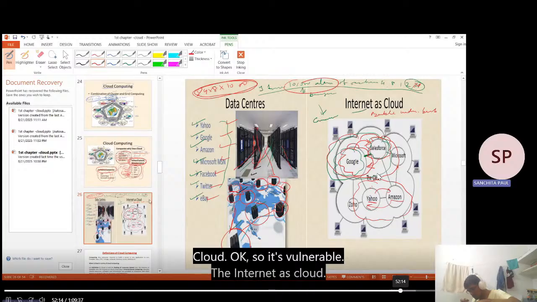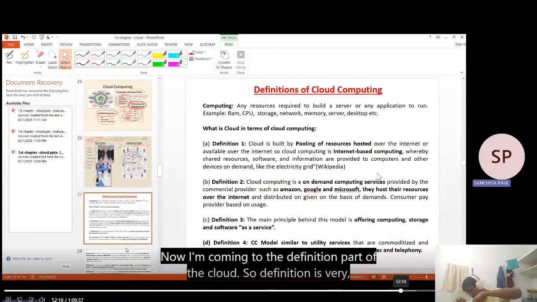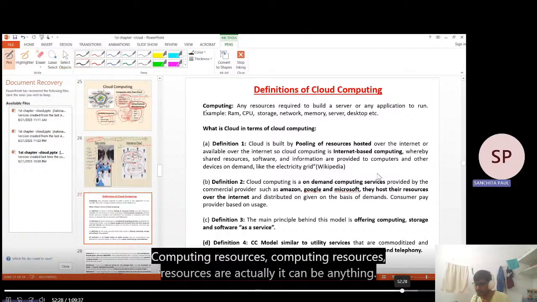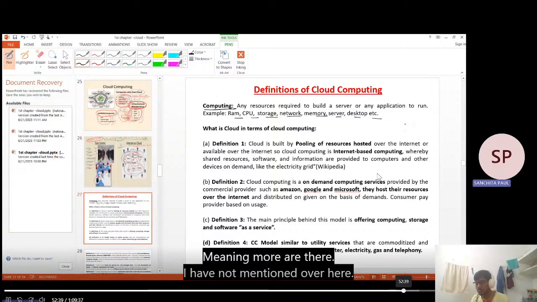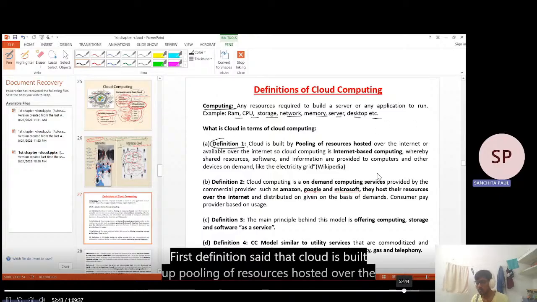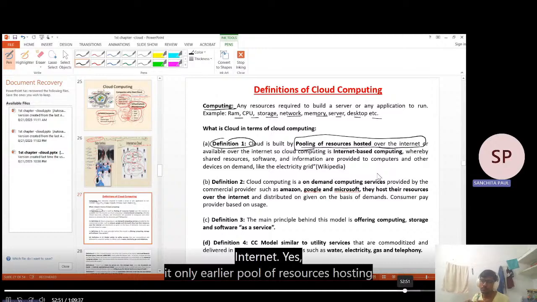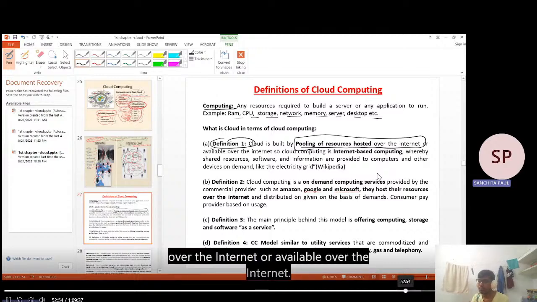Now I'm coming to the definition part of cloud computing. Definition is very, very important. First, computing resources can be anything. It can be RAM, CPU, storage, network, memory, server, desktop, etc. Many more are there, I have not mentioned them here. The first definition says that cloud is a pool of resources hosted over the internet. Yes, we have already read this. Pool of resources hosted over the internet or available over the internet. So cloud computing is internet-based computing.